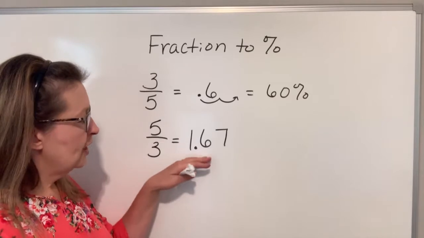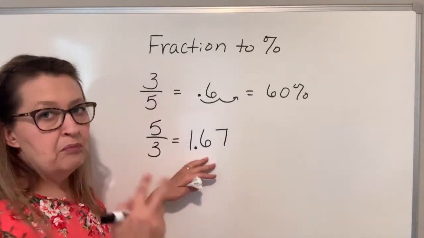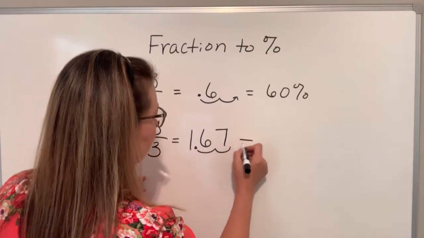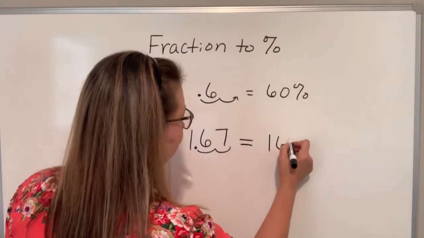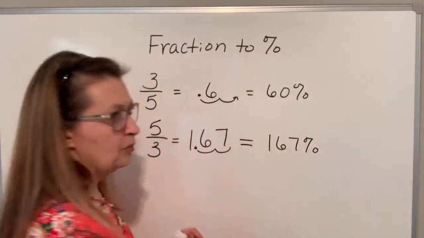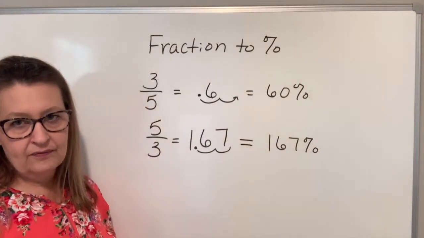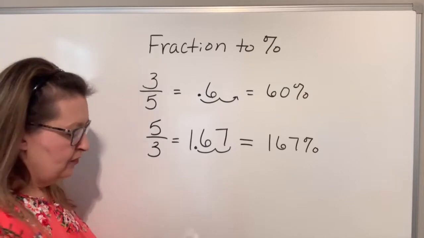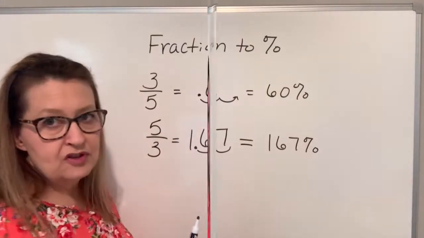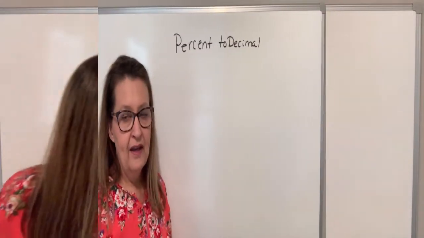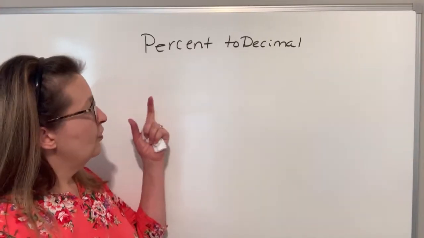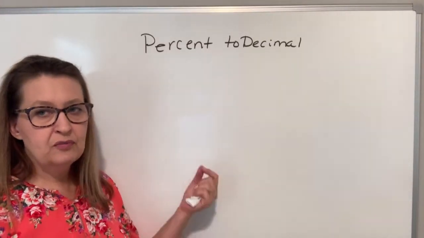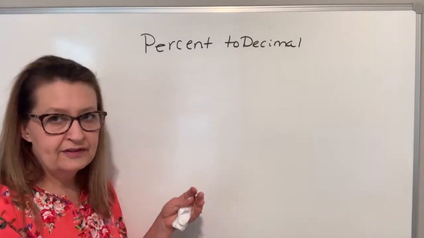Now, how do you change from decimal to percent? Move that decimal over 2 places. So 1, 2. So I get 167% final answer. Okay? Good job. Okay, we've got 2 more concepts to look at. The 5th situation is going from percent to decimal. The rule for this is move your decimal to the left 2 places, okay?